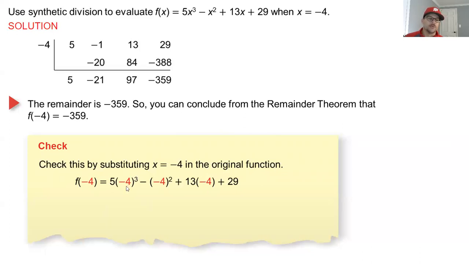So we can check this by just substituting in -4 into our original function in the x. So you have -4 to the third power, -4 squared, and then -4 times your 13. After you use all of your exponents and you're multiplying, you get -320 minus 16 minus 52 plus 29. And hey, look, when you combine those together, you get the same thing as the remainder of synthetic division. So remainder theorem works not only for determining your remainder, but for evaluating a function at a specific value.